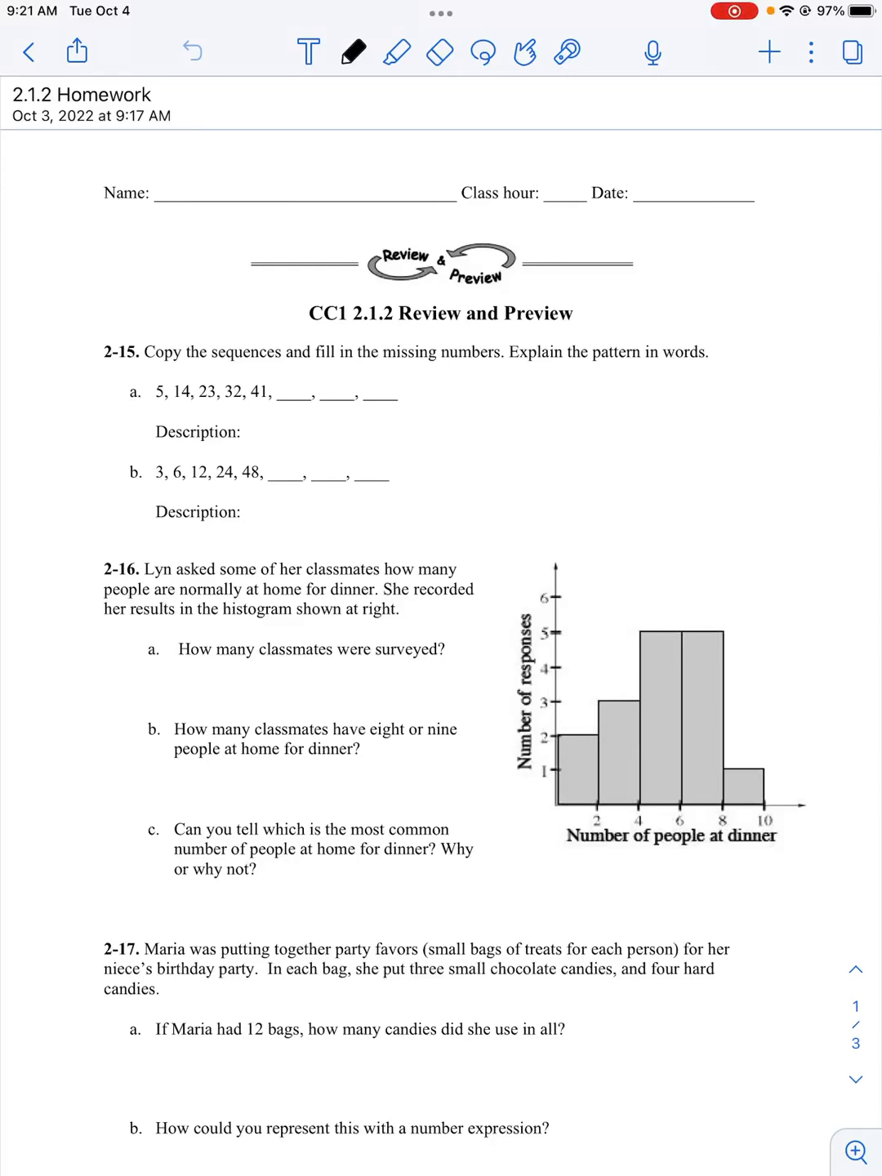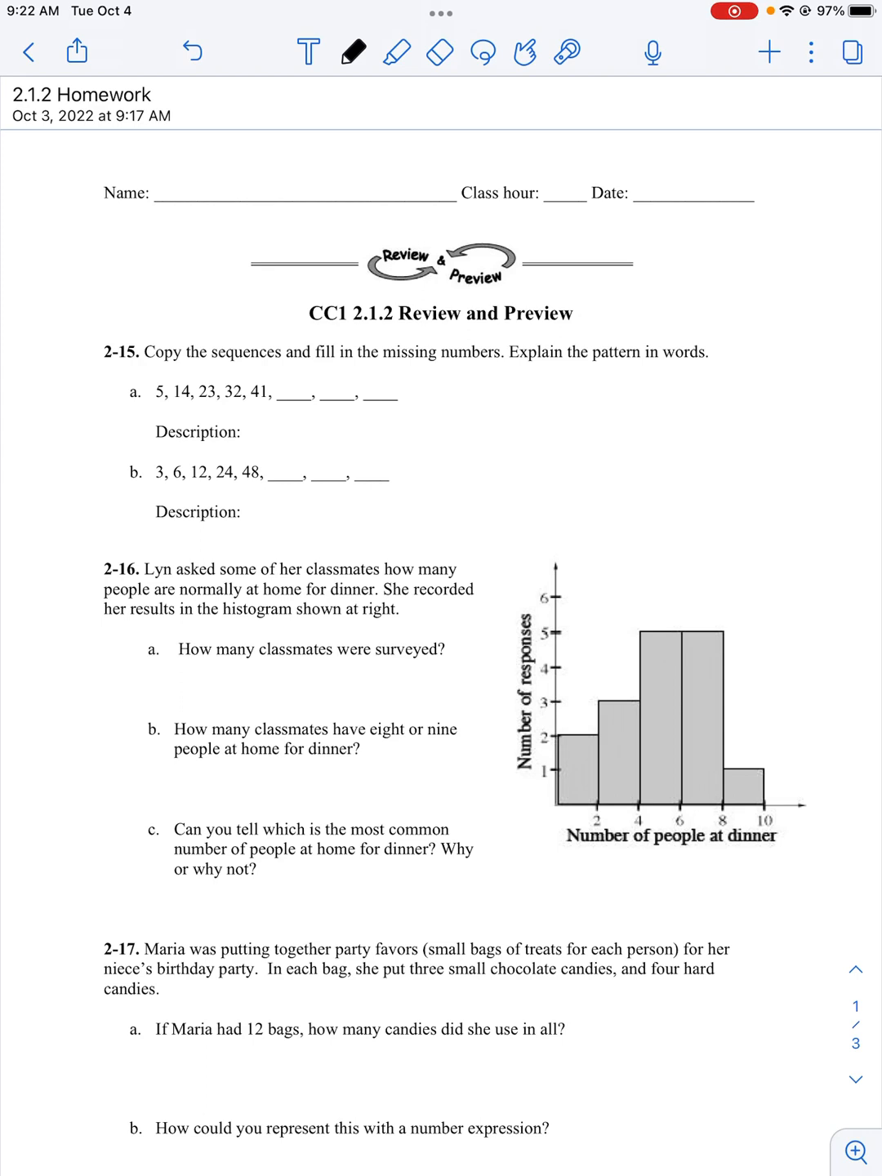Okay, today we're going to go over CC1 2.1.2, review and preview, and we are going to start with problem 15. So, we need to fill in the missing numbers and explain the pattern in words. 5, 14, 23, 32, 41.